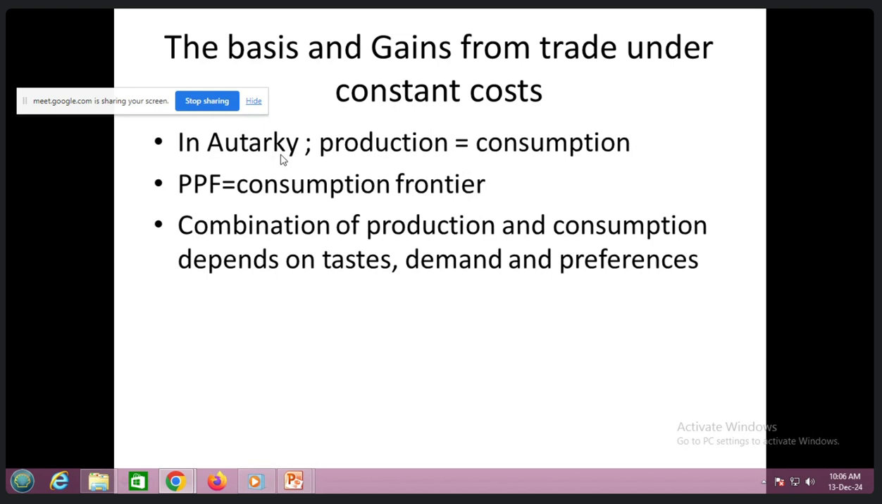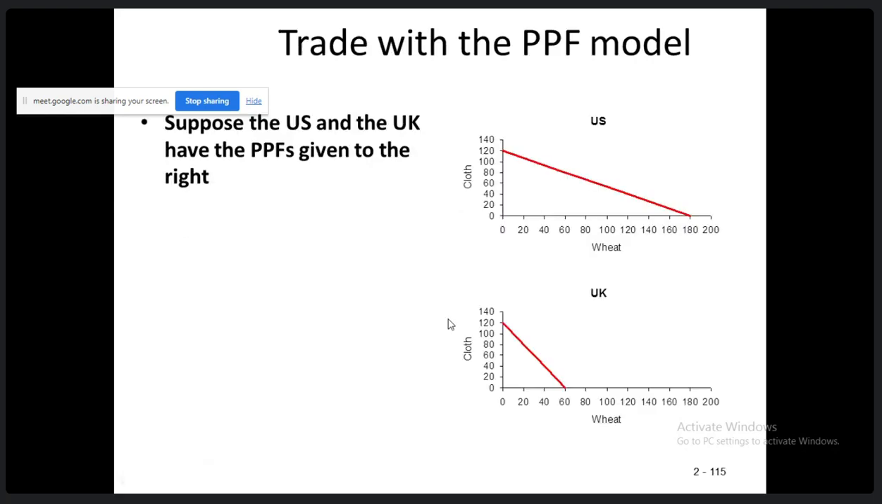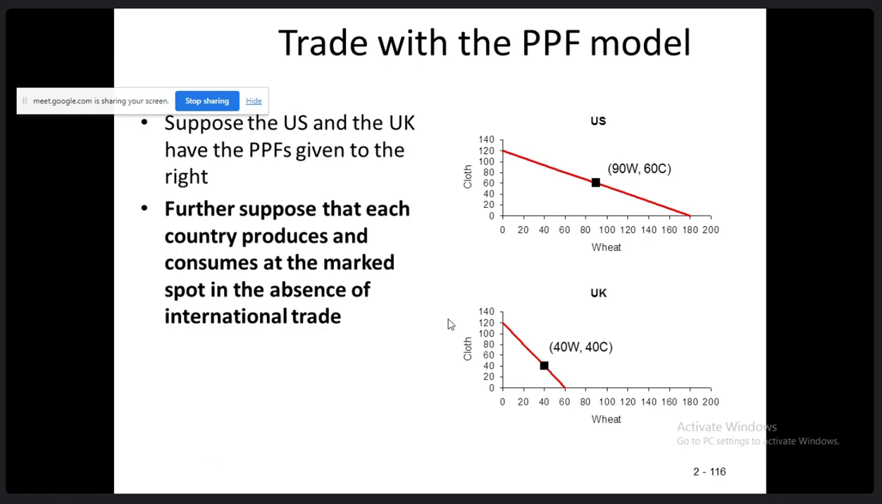So in autarky, you are familiar with this term. It means without trade, production is equal to consumption. So the economy will be on the production possibility frontier, which will also be its consumption frontier. We have already drawn this diagram, so no need to draw it again. And we also know that we are on this point.